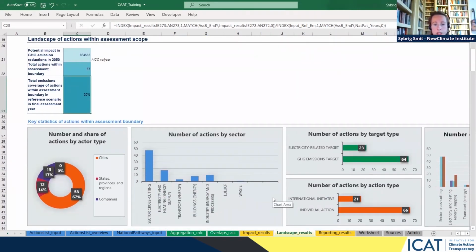Here there are some figures that show all the numbers of the actions list. So how many actions are in the sector cross-cutting, 58 actions come from cities, etc.